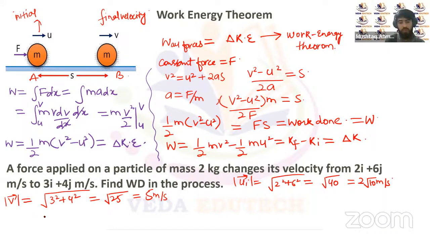Work done will be given by the change in its kinetic energy, right? W will be equal to delta K, that will be equal to half m, that's 2 kg, into v square minus u square. So v square is the final speed squared, that's 25, and the initial speed squared is 40. The final speed is 5 and the initial speed is root 40. So the half and the 2 will get cancelled. It will be equal to minus 15 joules, right?